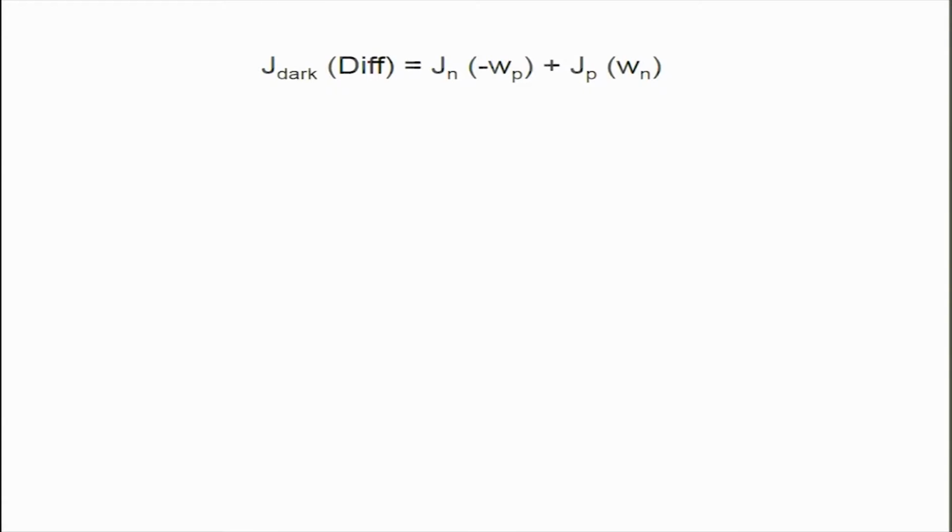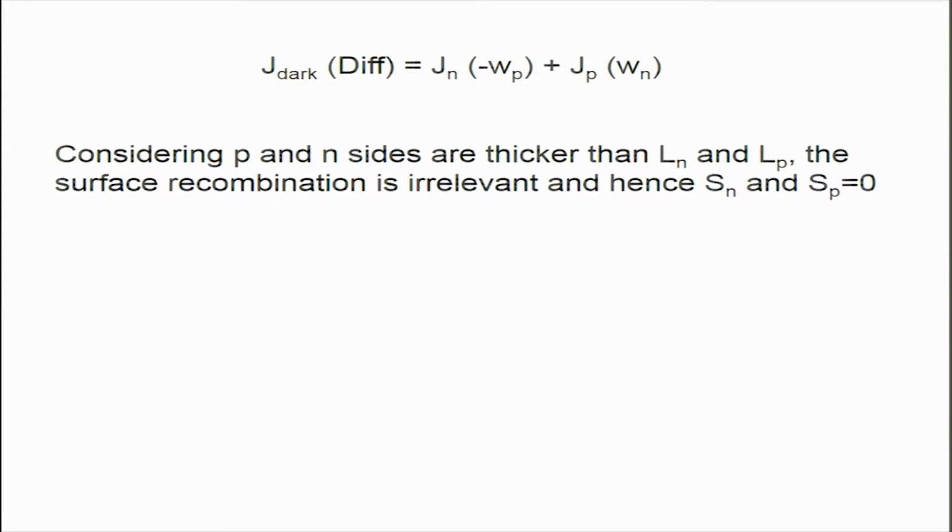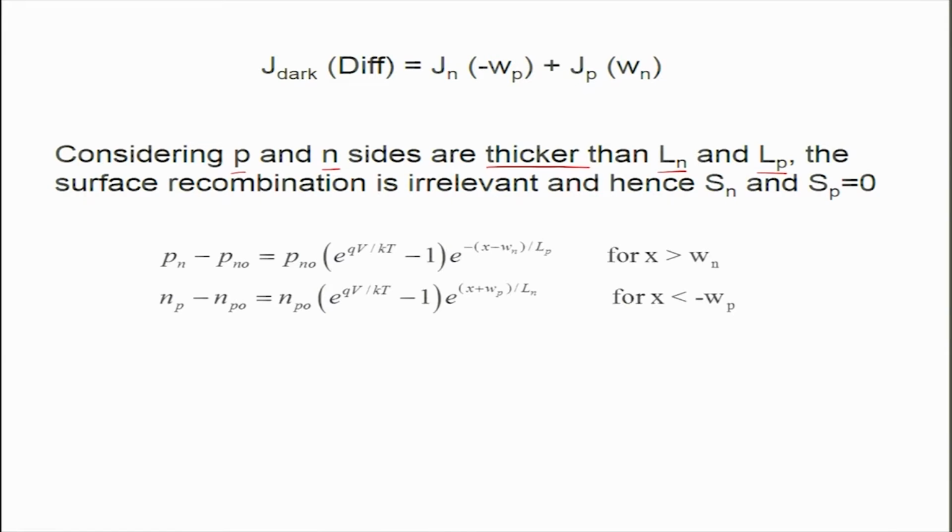As a result, J dark as a consequence of diffusion will be equal to Jn at minus Wp plus Jp at Wn. Considering that the P and N sides are thicker than Ln and Lp, which means the semiconductor diode is thicker than the diffusion distance of minority carriers, surface recombination becomes irrelevant because the carriers will recombine by the time they reach the surface. So it is basically a long base diode.